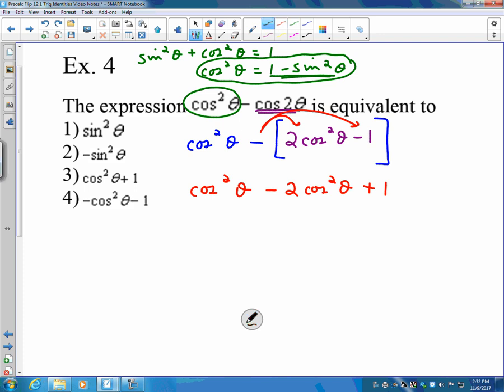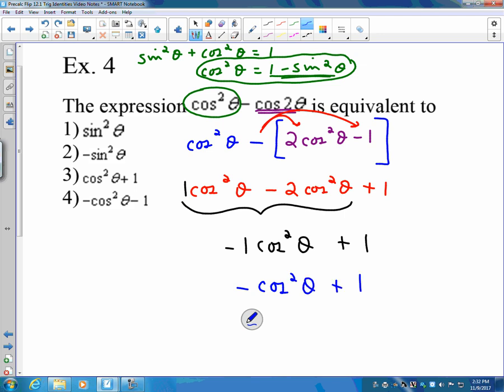And what happens here? Well, this is 1 cosine squared minus 2 cosine squared, which is going to be a negative 1 cosine squared theta plus 1. All right. I don't really need the negative 1. I could just write this as negative cosine squared theta plus 1. What do you think? Is that an option? It sort of almost looks like 3 or 4, right? But it's not. That's a bummer.